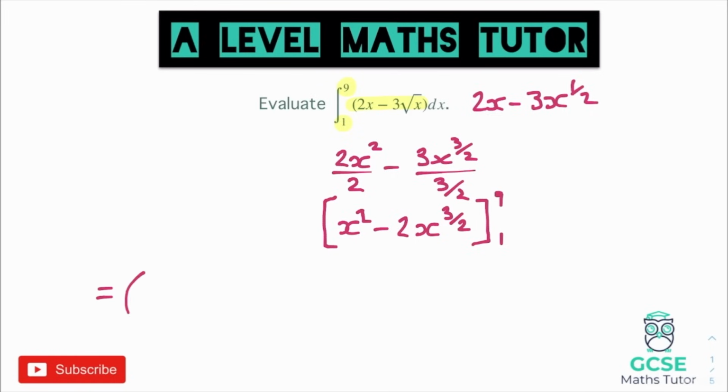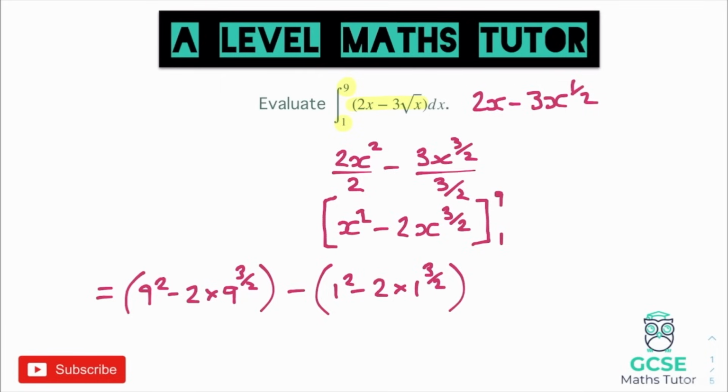So I will put 9 in to start with. So that will be 9 squared. Take away 2 times 9 to the power of 3 over 2. And there we go. And then we are going to take away whatever it is when we substitute 1 in. So if I substitute 1 in, we'll get 1 squared. Take away 2 times 1 to the power of 3 over 2. And there we go. That is going to work out our answer.